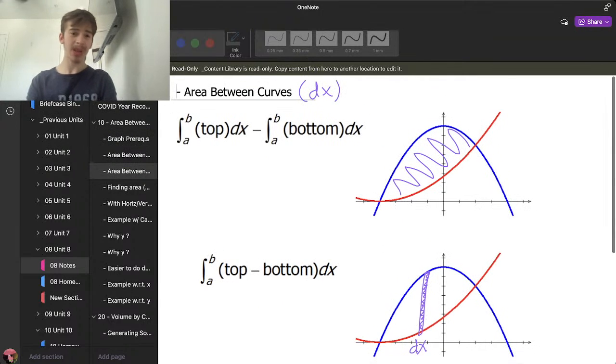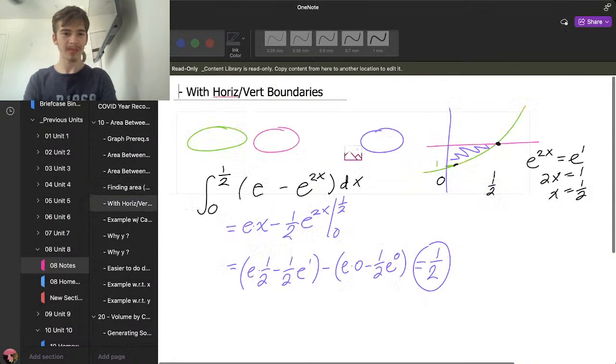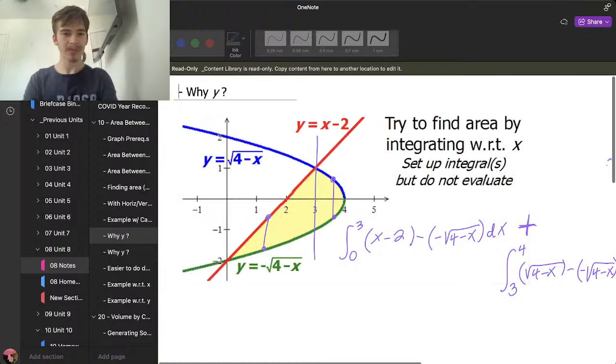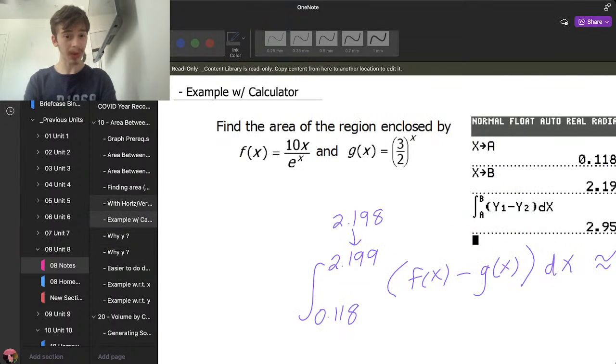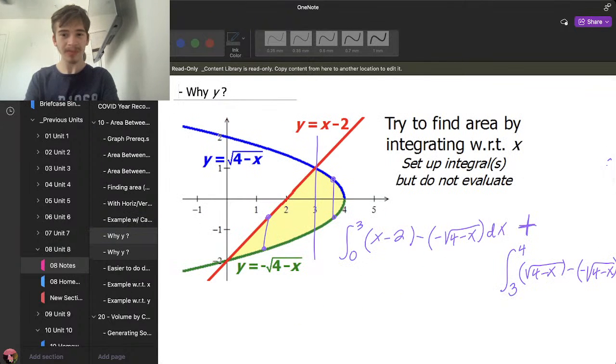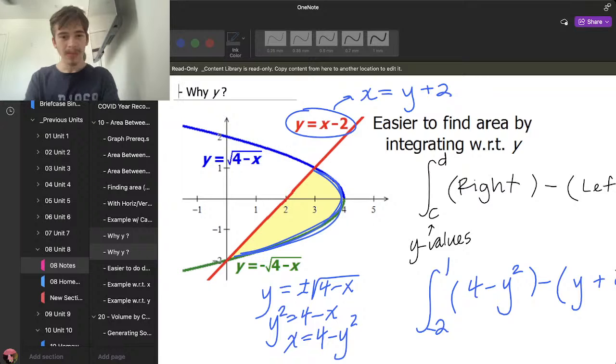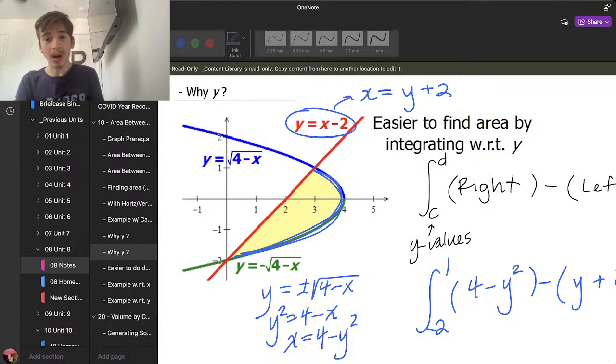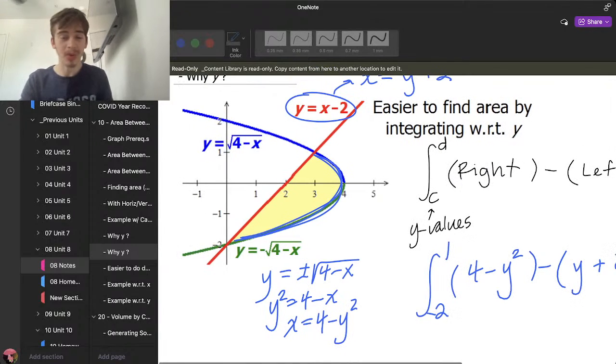Area between curves. Easy. Bounds, top minus bottom. You can do it with respect to x or respect to y. You would usually have a calculator for these type of questions unless it's an easy integral. Let's hope there's no with respect to y. Sometimes it's easier because the top changes, as you can see, which is when you want to flip it and deal with it in y. In which case you would have -2 to 1.